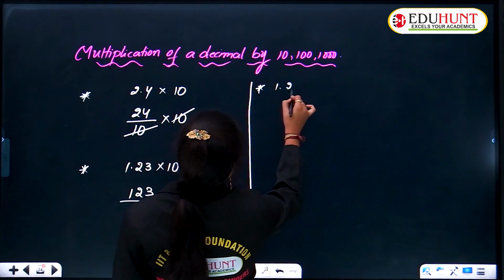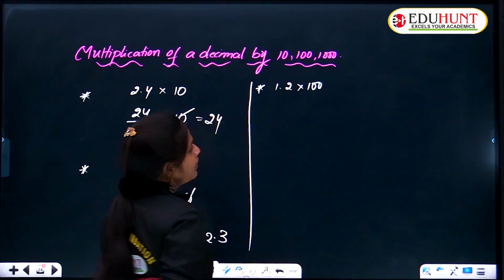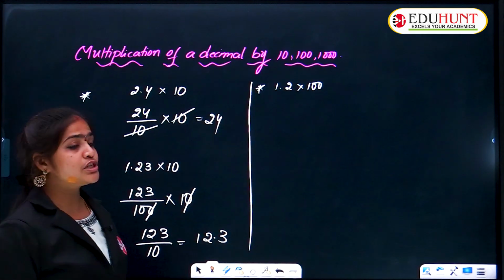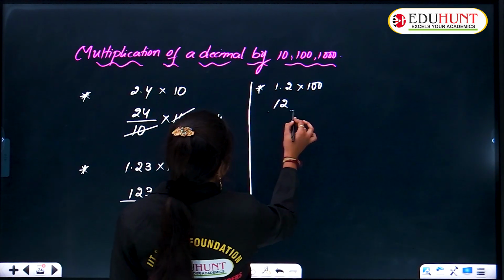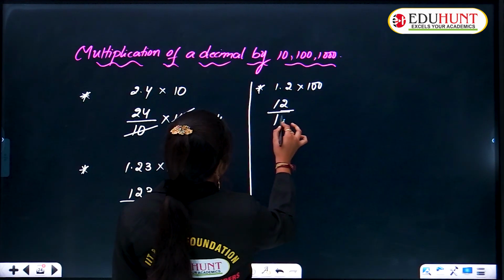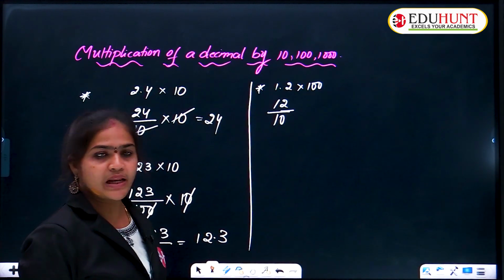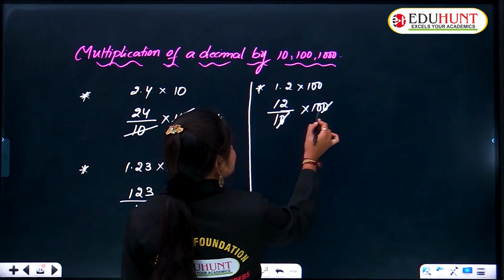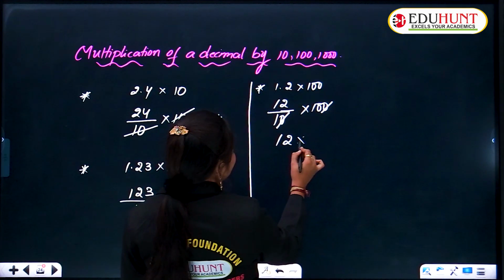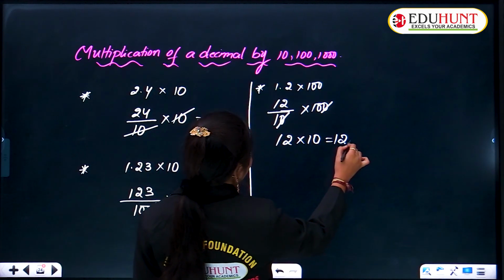Multiplication of a decimal by 100. 1.2 can be written as 12 by 10. In fraction form, 12 by 10 into 100. Here 1 zero gets cancelled. Finally, 12 into 10, which equals 120.